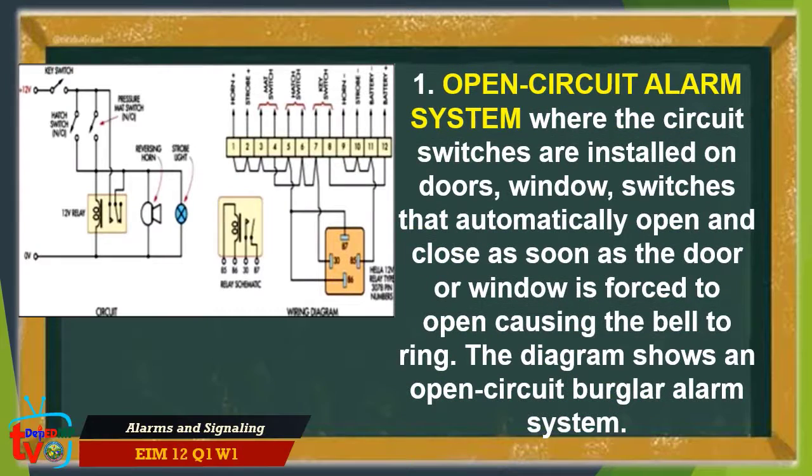The first kind is the open circuit alarm system, where the circuit switches are installed on doors and windows, switches that automatically open and close as soon as the door or window is forced to open, causing the bell to ring. The diagram shows an open circuit burglar alarm system.